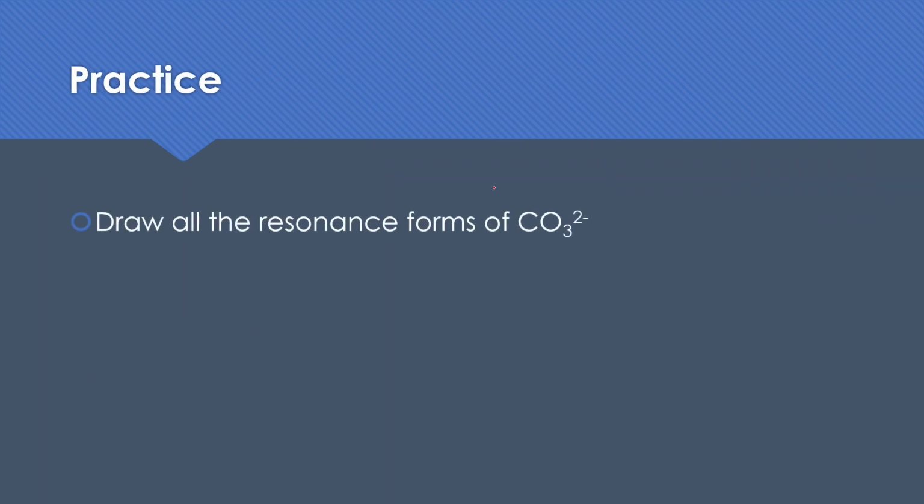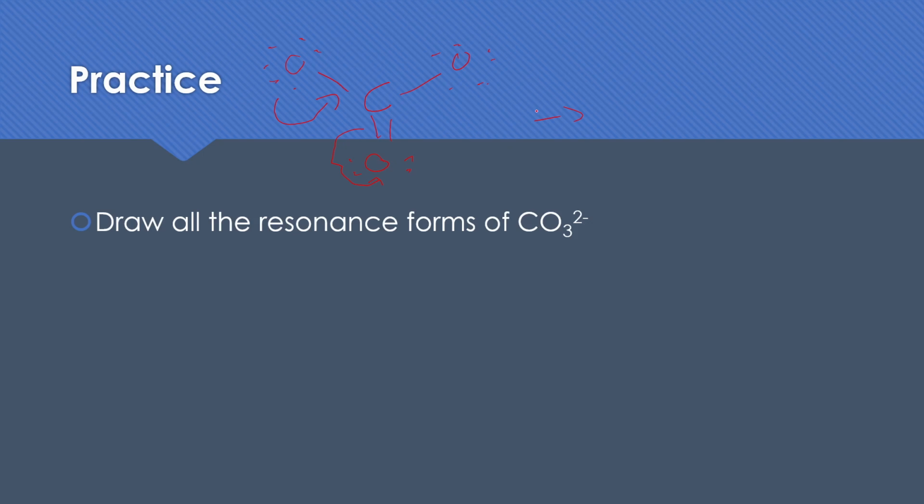So let's do a practice problem. Draw all the resonance forms of carbonate. So we talked about carbonate, right? It's carbon, single bond oxygen, double bond oxygen. Okay, and so we can conceive of a possible resonance structure where this lone pair moves in and this double bond moves out. And this happens simultaneously, so you never have carbon with more than an octet.